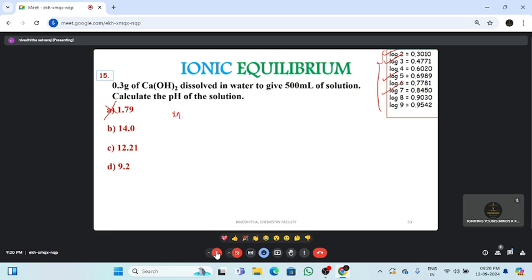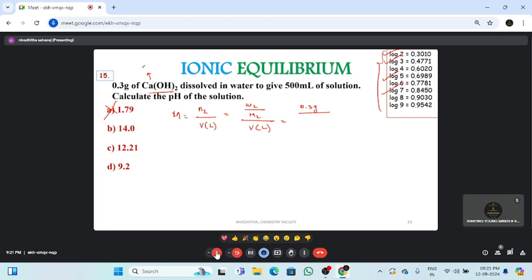What is the expression for molarity? Number of moles of solute divided by volume of the solution in liters. What is the number of moles? Weight of solute divided by molecular weight of solute, divided by volume of the solution in liters. What is the weight of solute? It is 0.3 gram. And what is the molar mass of the solute, which is calcium hydroxide? Please calculate. What is the atomic weight of calcium?